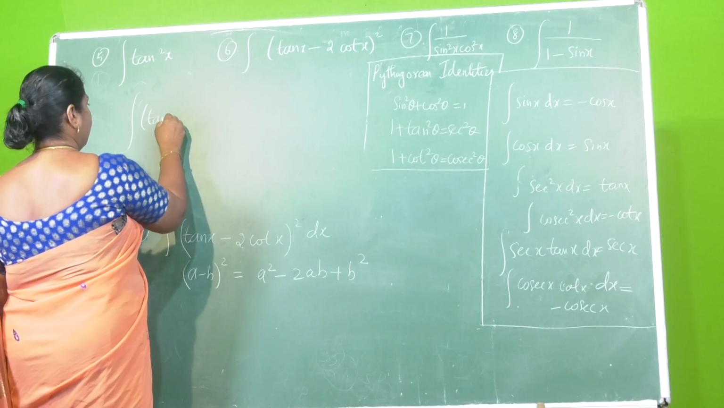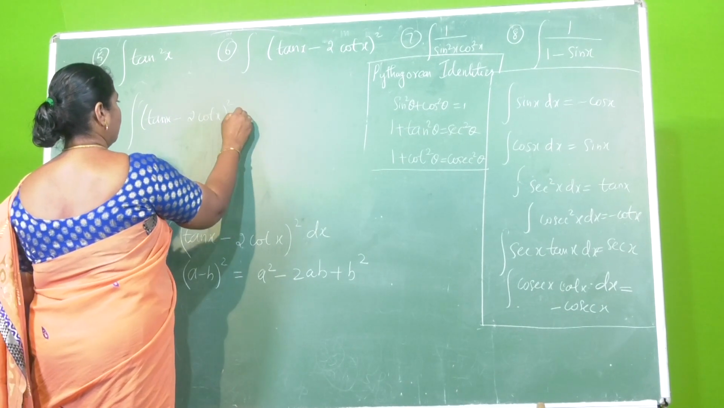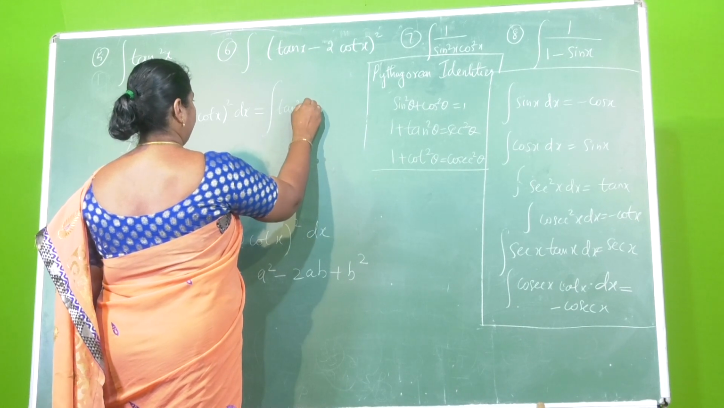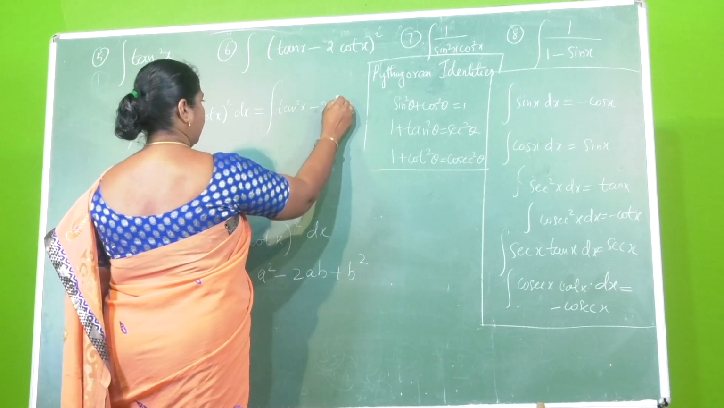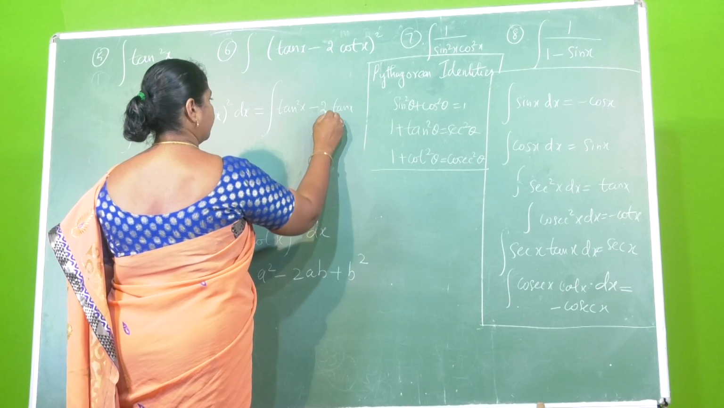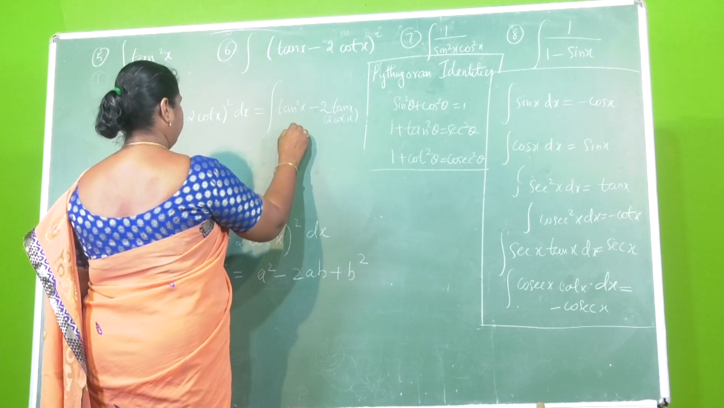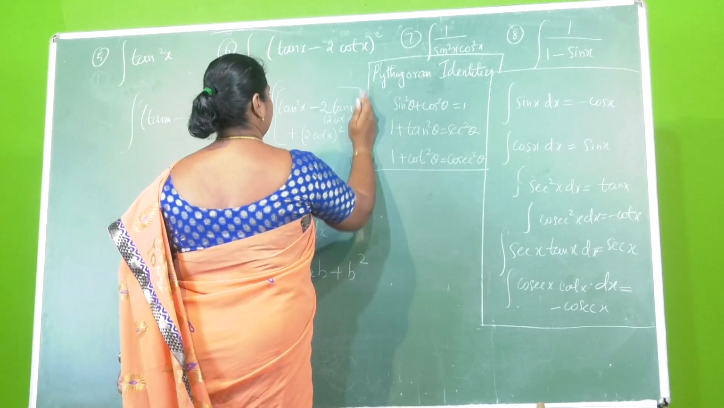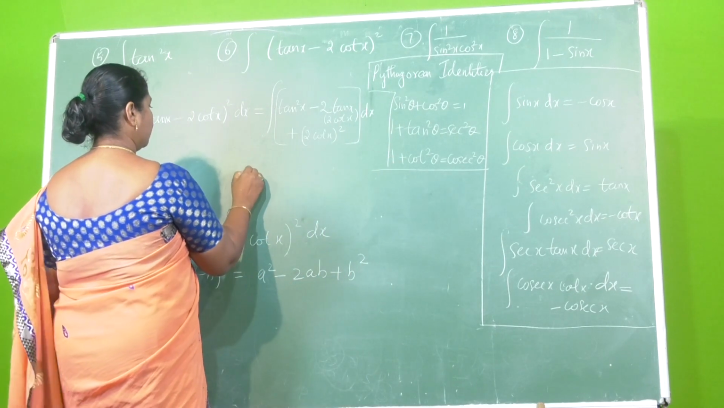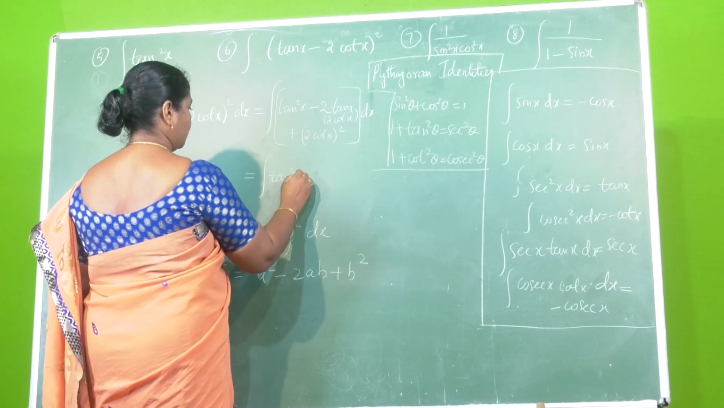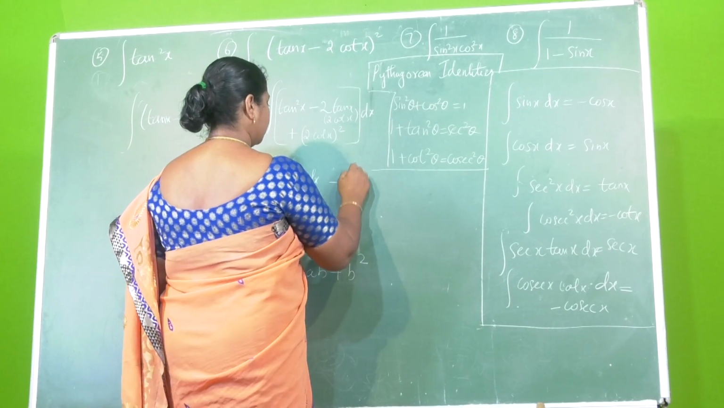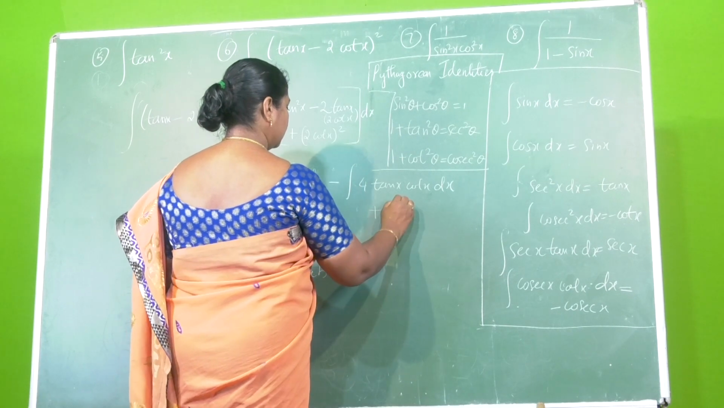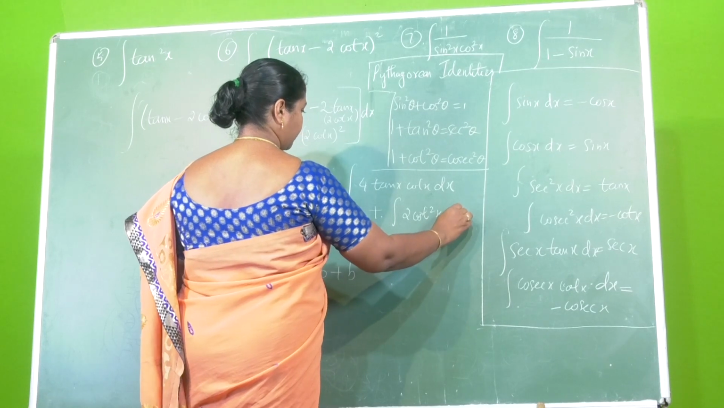The integral of (tan x minus 2 cot x) the whole square dx can be written as the integral of tan square x minus 2ab, where a is tan x and b is 2 cot x, plus b square, that is (2 cot x) the whole square, with brackets, dx. So this can be written as integral tan square x dx minus 2 times 2, that is 4, integral tan x cot x dx, plus 4 integral cot square x dx.